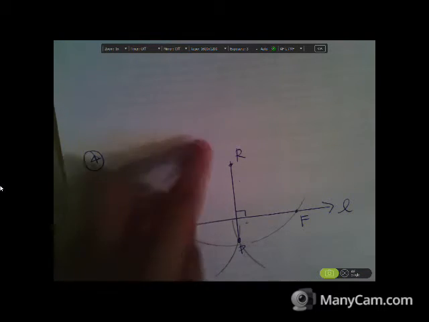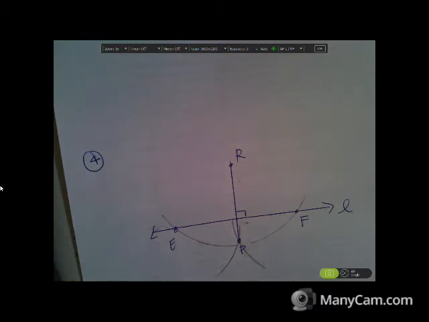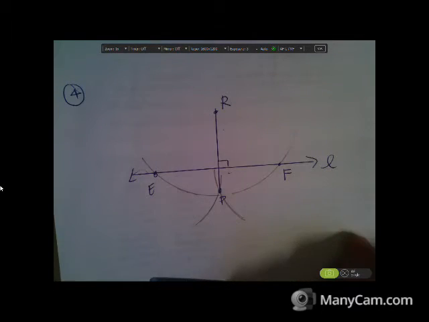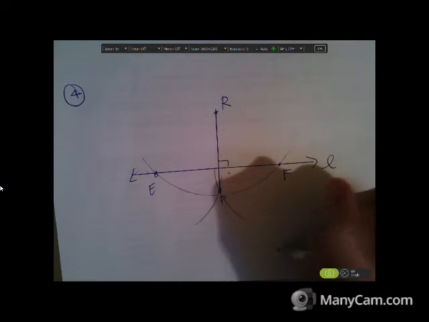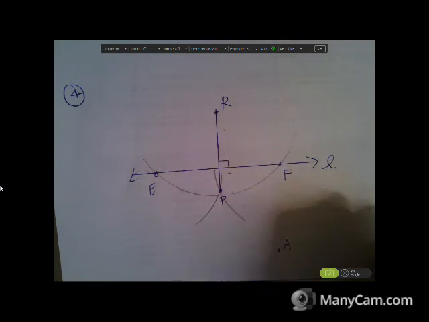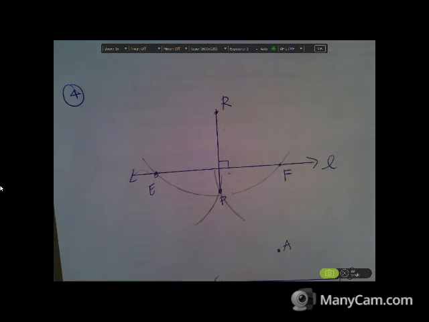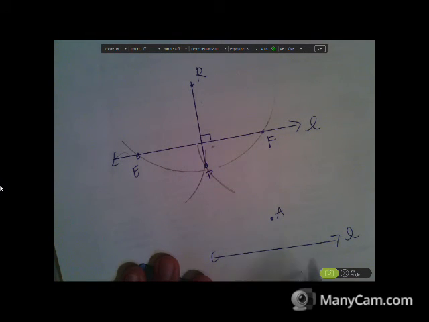And this is also a right angle. So this is also a perpendicular line. So for the got it, why don't you try getting a perpendicular line from L, from point A.